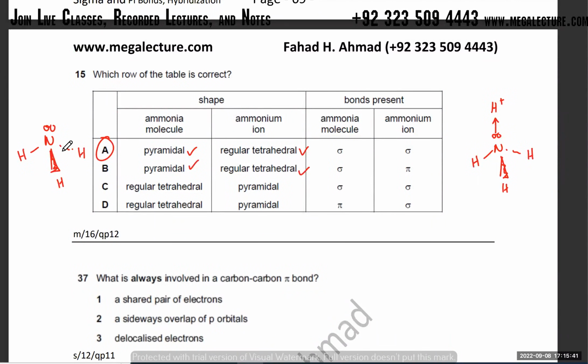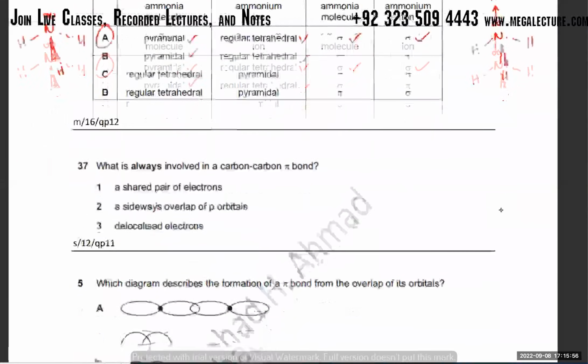So this is ammonia, single bonds. They're all sigma bonds. Single bonds, they're all sigma bonds. So ammonia and ammonium molecules, there will be no pi bond, because pi bond ke liye you need a double bond. So the answer to this is going to be they both have sigma bonds only.